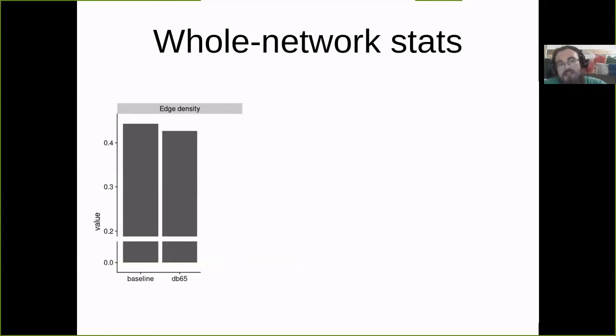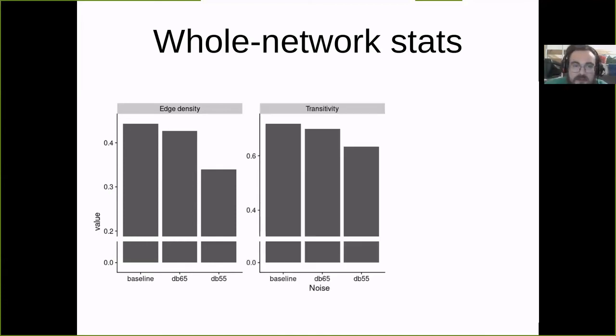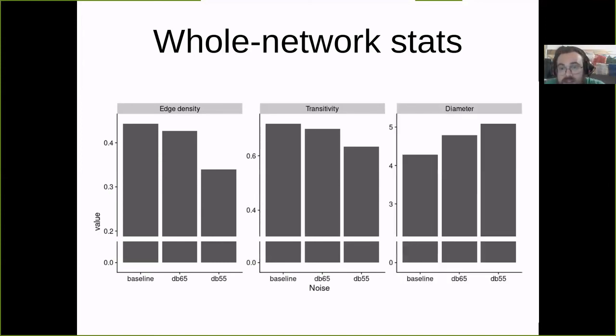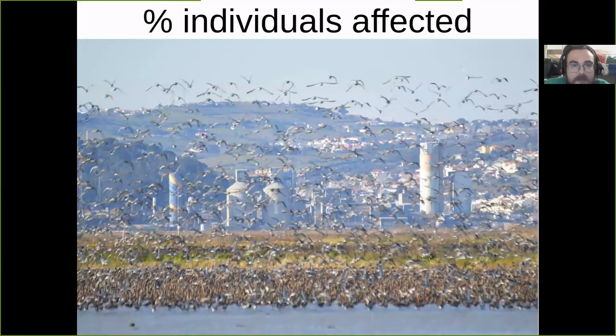So we can see that edge density, which is the proportion of possible connections that are observed, decreases with each scenario, but a much stronger effect if we consider 55 decibels, which was that threshold at which birds sort of stop responding. A similar kind of thing with transitivity, and we also see this pattern with diameter. So the opposite sides of the network effectively get further apart in terms of their geodesic distances if we remove the sites affected by noise disturbance.